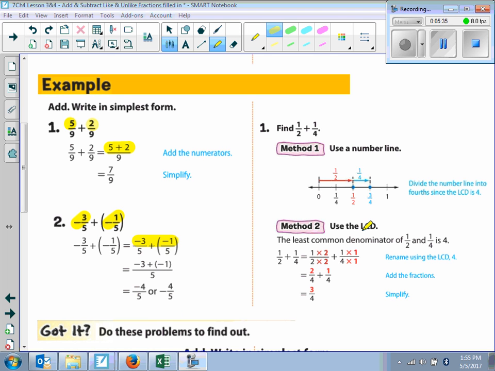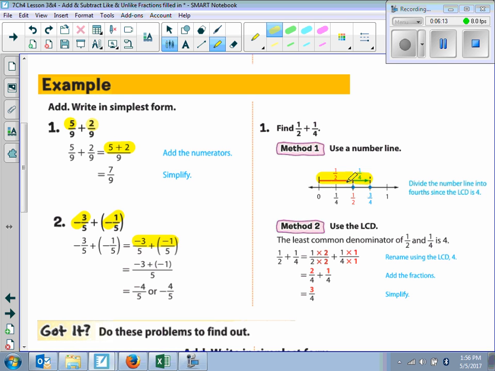For the example for the unlike fractions, here we have 1/2 plus 1/4. On a number line, this is what it looks like. We have fourths on here, and the reason is that we can rewrite 1/2 with a denominator of 4 using 2 of them, right? So 2/4 is equal to 1/2. Does that make sense?